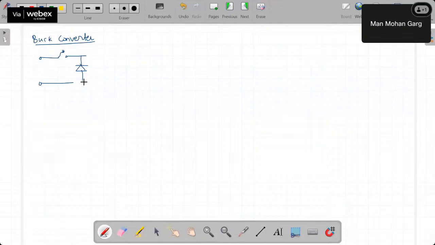I know why we use DCM at light loads. That, madam, you will come to know in the lecture itself. Yeah, why we use it, because it's preferable. I'll tell you maybe in the analysis of this buck converter itself, it will be understood.